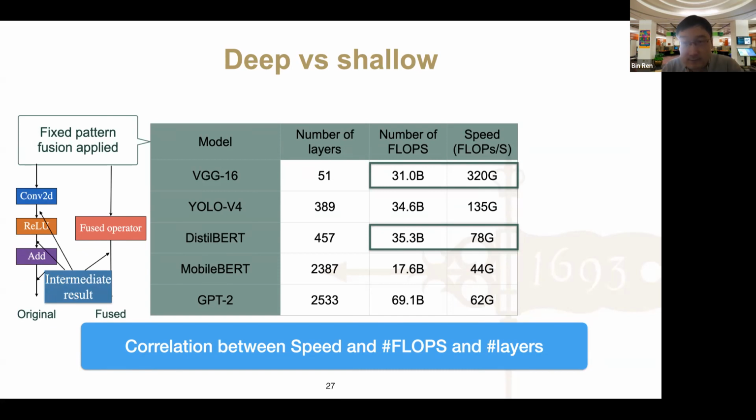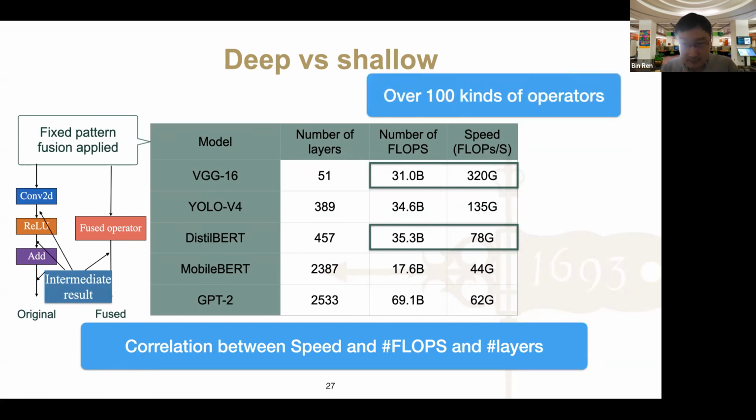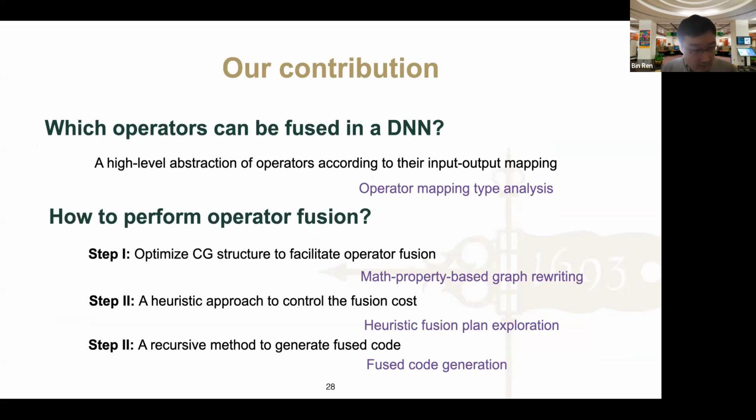What's the reason? The reason is that nowadays we have too many operators. If we consider ONNX, ONNX has over 100 kinds of operators, and if we consider the combinations of these operators, we have even more. So it's very difficult to predefine fixed patterns to cover all of these combinations. This is a critical issue in operator fusion optimization.